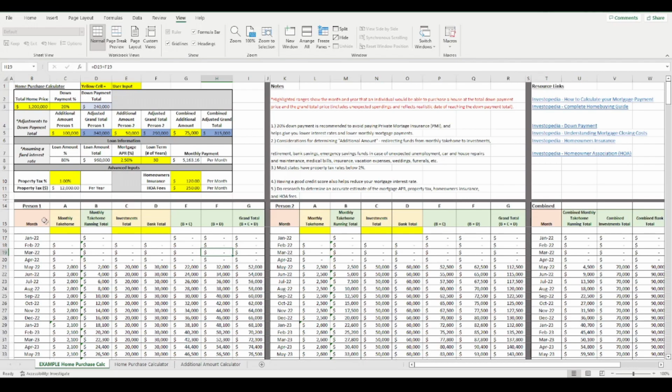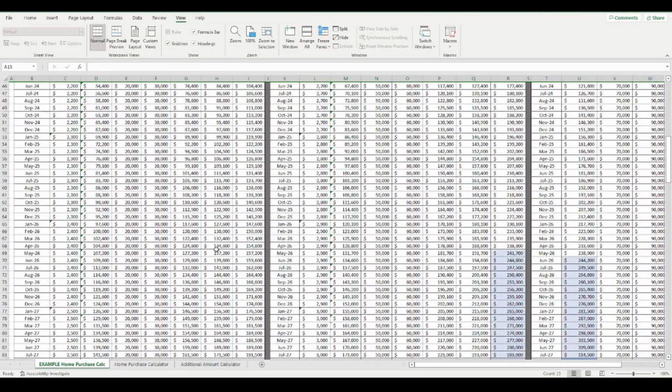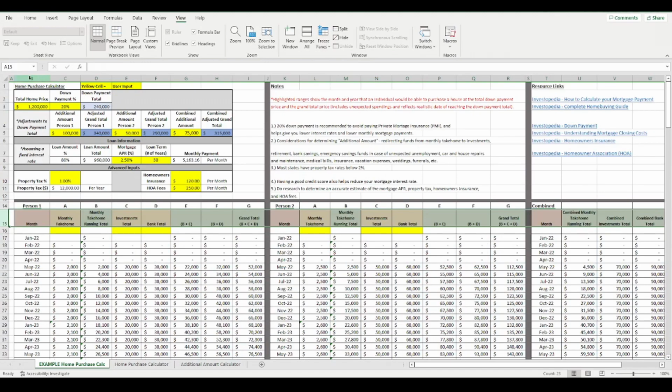For some people, they might want to see this bottom table more, and this is taking too much space on the spreadsheet, so you can go ahead and unfreeze the panes by going to View, Freeze Panes, and press Unfreeze Panes. Now you can see the rest of the table, and when you're ready to freeze it back again, go to Row 16, View tab, Freeze Panes, Freeze Panes.